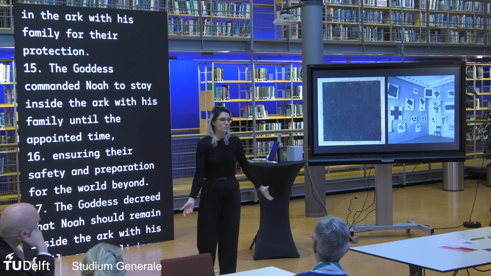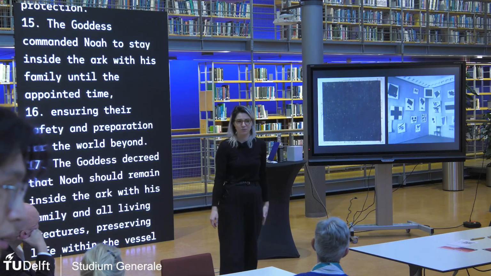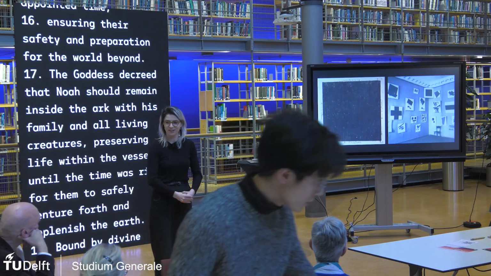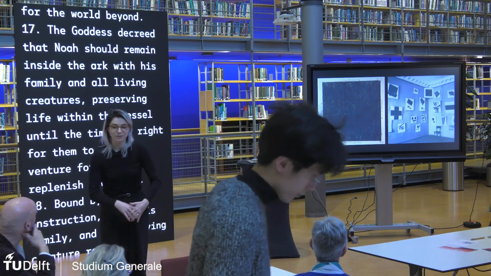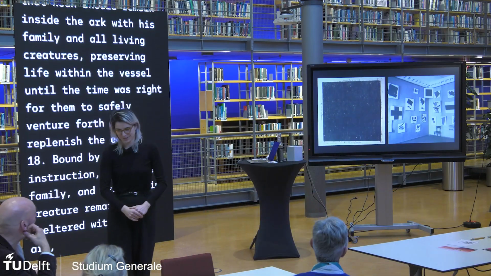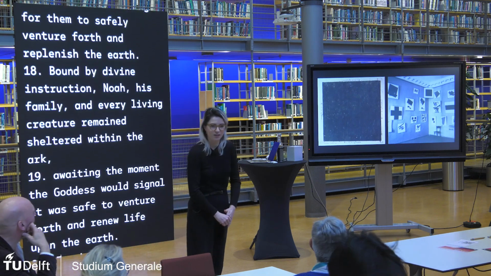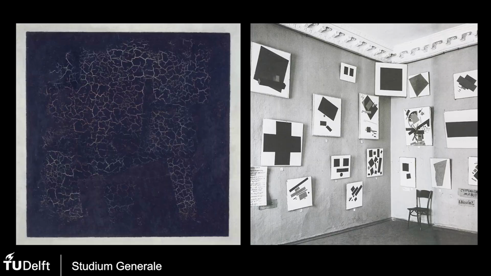Does anybody know what any of these two images are? Yes. No. No? Close. Okay. Same era. This one is the Black Square by Kazimir Malevich. But yeah, same era and the same K.